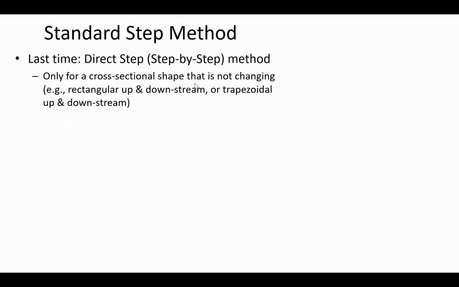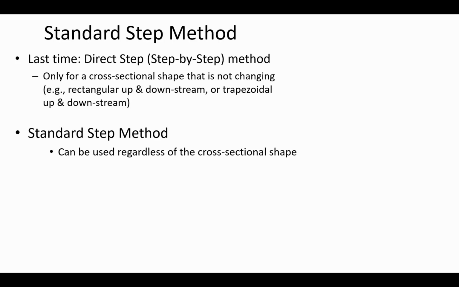And the different approach we're going to use is the standard step method. The direct step method from last time is only for a cross-sectional shape that's not changing, and this standard step method works regardless of whether the shape is changing. And so it's the standard step method that is the genius running in the background on programs like HEC-RAS.